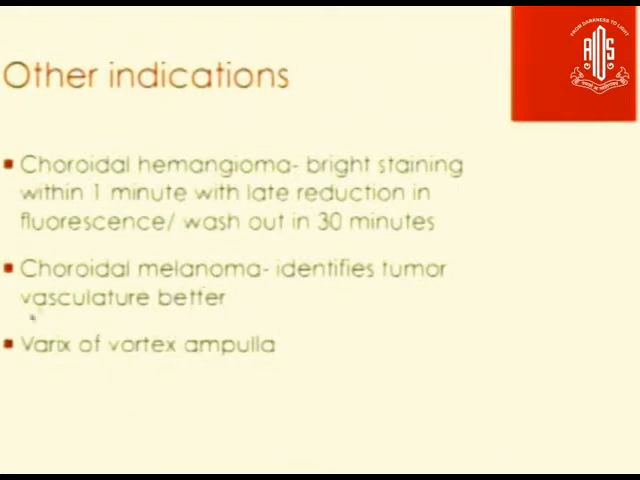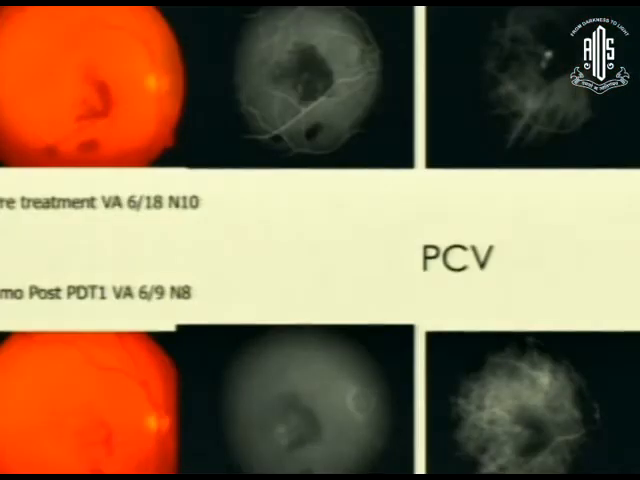But one area where it is very useful is in the varix of the vortex ampulla. You can actually diagnose the varix of the vortex ampulla beautifully by using ICG angiography. This is a case of PCV, or so-called polypoidal choroidal vasculopathy, where you can see that in fluorescein, the areas of leakage are not as clearly evident, although you do see two spots. But what you see in ICG is clear-cut polyps in the macular area. And following photodynamic therapy, they have disappeared.